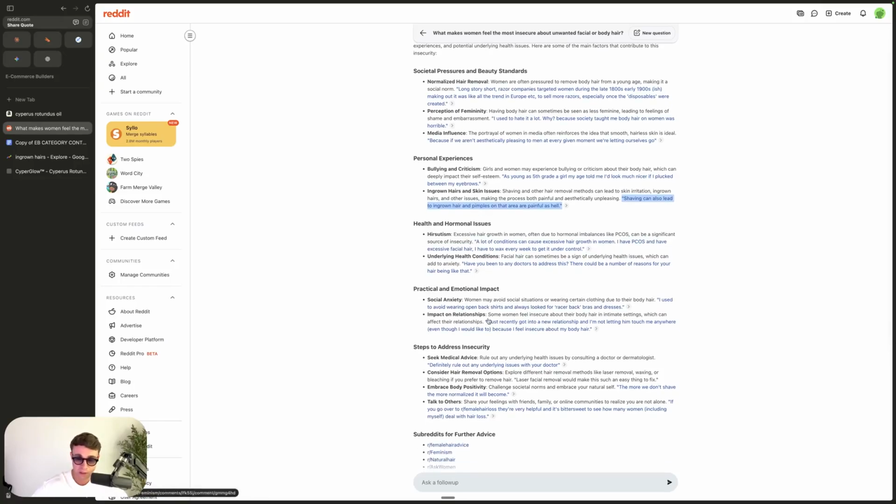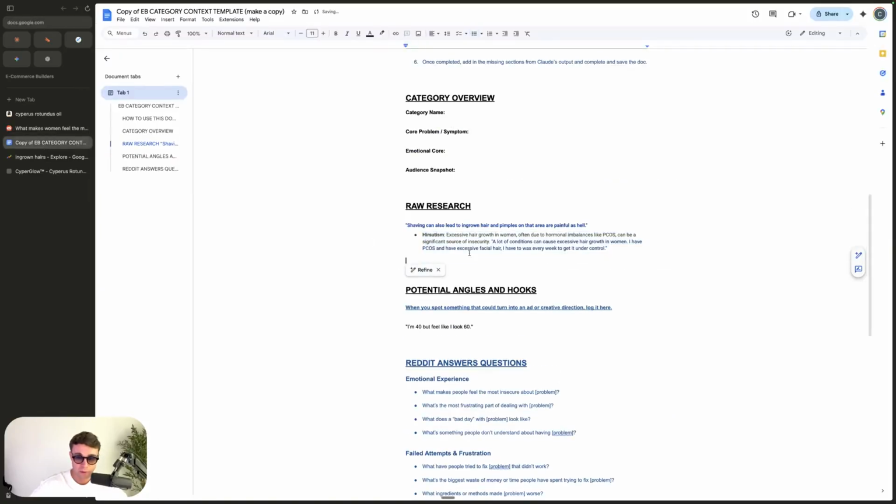So you can actually see here now health or hormonal issues. So we have this here, hirsutism, however you say that. Excessive hair growth in women, often due to hormonal imbalances like PCOS, which is a big one, can be a significant source of insecurity. A lot of conditions can cause excessive hair growth in women. I have PCOS and have excessive facial hair. I have to wax every week to get it under control. Like, that is absolute gold, because again, this is more potential angles that we can run with. So let's go ahead and put that in there.